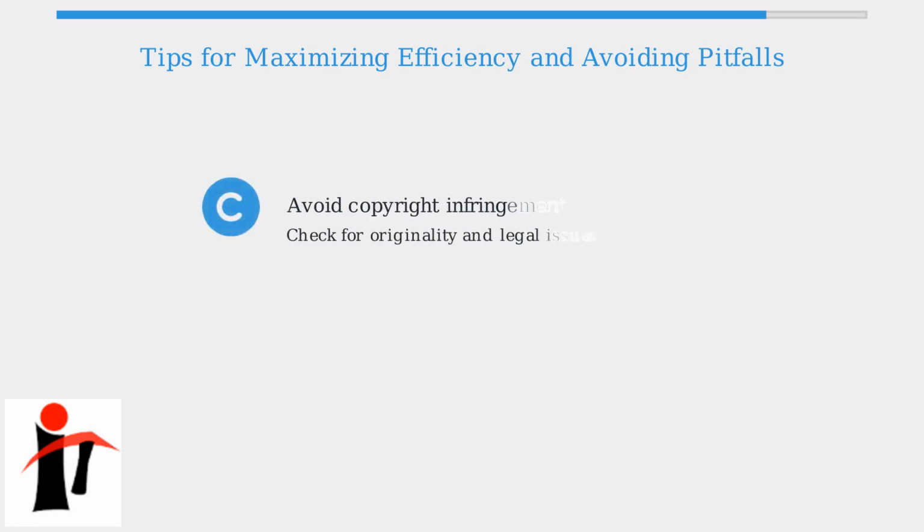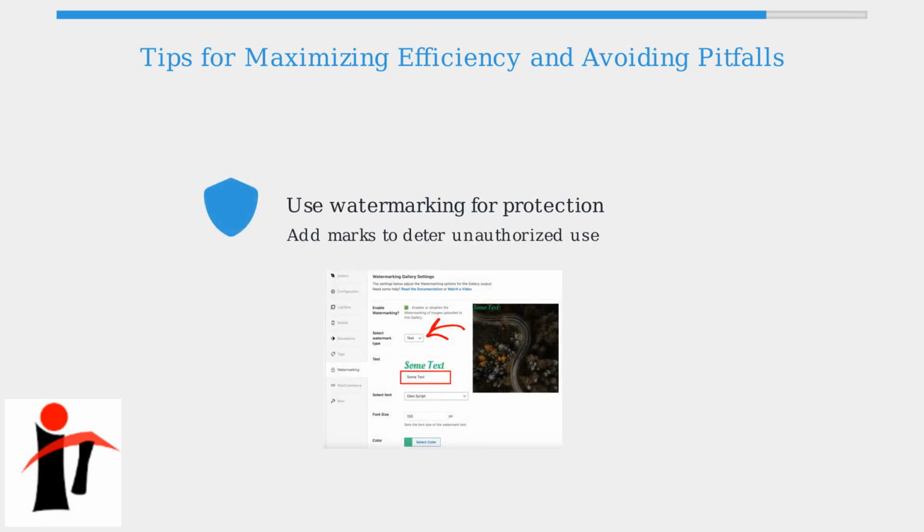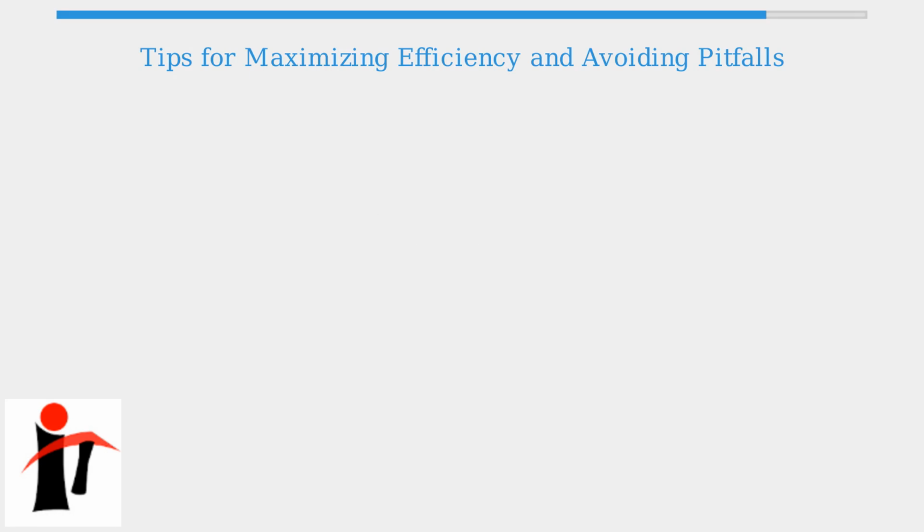Also, be mindful of copyright infringement risks when using AI-generated content. AI tools can sometimes replicate existing material, so check for originality and consider legal implications. Consider using watermarking features to protect your content. This adds visible marks to your videos, deterring unauthorized use and helping maintain ownership of your creations.